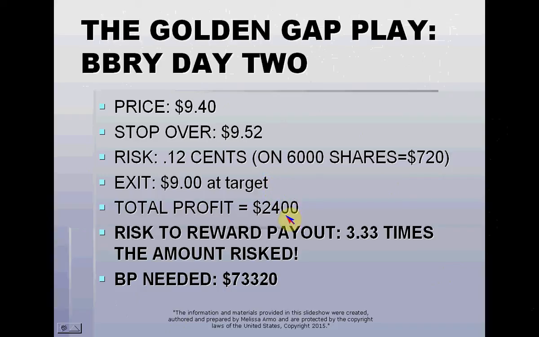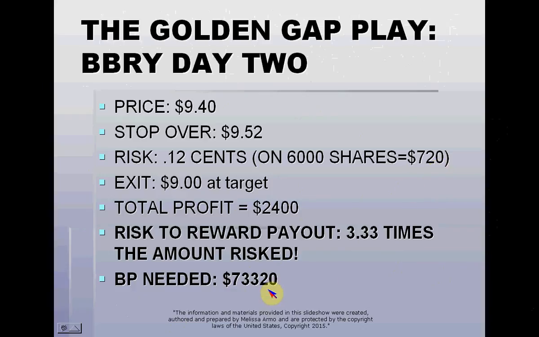Total profit in this trade is $2,400. The risk to reward is 3.3. This is a solid trade. That means for every dollar you risked, you made $3.33 in this. The BP you would have needed would be 73,000, very reasonable for 6,000 shares. And again, if you want to risk half or divide this by thirds, you just divvy it up.